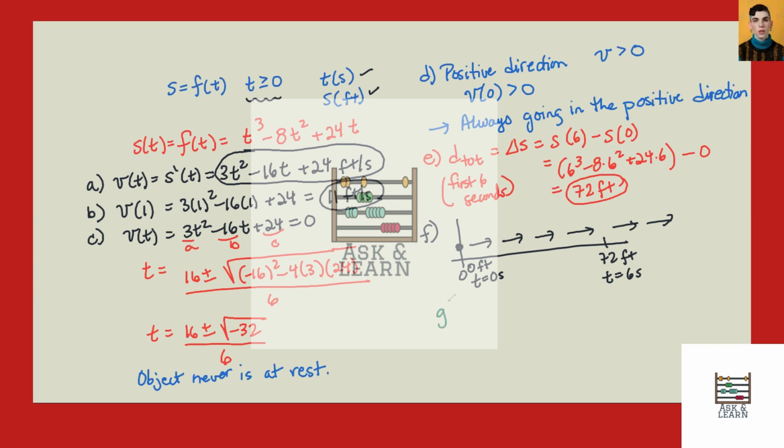Okay, let's look at G. G is finding the acceleration and then plugging in 1 second. So that's the next derivative. If we do the power rule on v, we end up with 6t minus 16. So if we want a of 1, that's 6 times 1 minus 16, so we get minus 10. Our units are feet per second squared, so minus 10 feet per second squared.